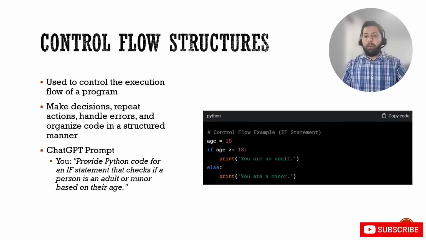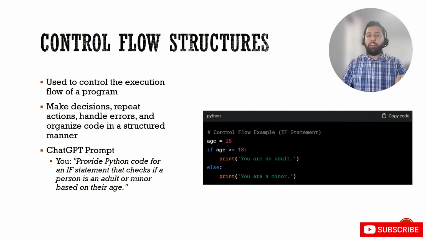So as you can see, age is equal to 18. That's a hard-coded constant. Age is the variable. But if this variable age is greater than or equal to 18, in which case it is, right? Because it's equal to 18. Remember, this is greater than or equal to. It's going to print you are an adult.